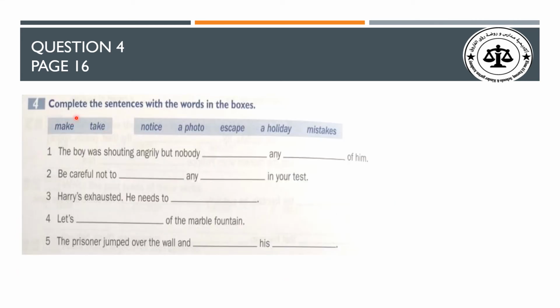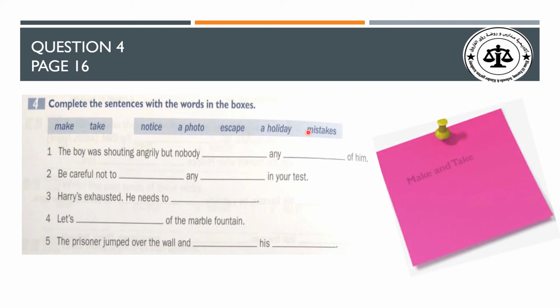The last question, complete the sentences with the words in the boxes. We have 2 verbs, make and take, with these nouns. Look here, we have nouns that come with make and nouns that come with take. The nouns with make are mistakes, we can say make mistakes or make an escape. But the nouns that come with take are take notice or take a holiday or take a photo. So let's complete these sentences by using make or take with the correct noun here.